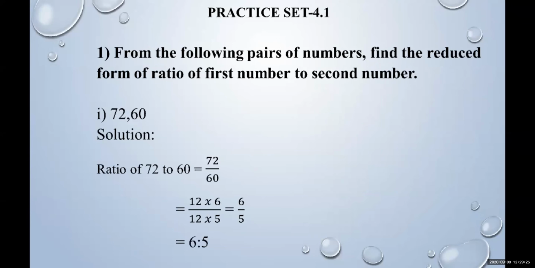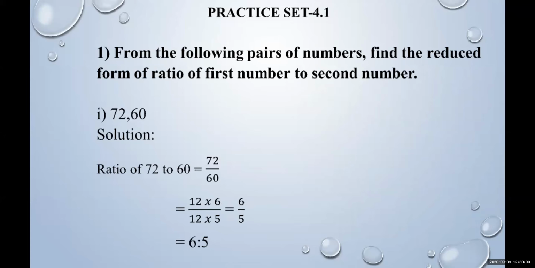First question from 4.1. From the following pairs of numbers, find the reduced form of the ratio of first number to the second number. Two numbers are given here, 72 and 60. Take the ratio of them: first number to second means 72 upon 60. Now we have to find the reduced form, meaning the smallest numbers we can take. Either you can divide or cut it easily.